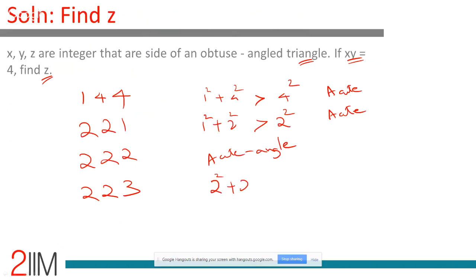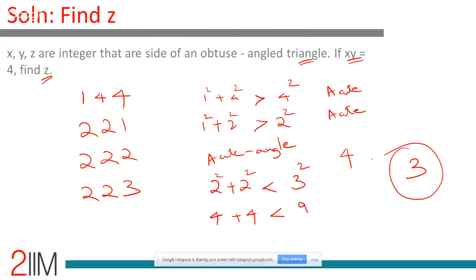2 square plus 2 square compared to 3 square: 4 plus 4 compared with 9. We have a winner. 2, 2, 3 is an obtuse angle triangle. All three sides are integers, it's a valid triangle, X into Y is 4, and the final side is 3. Wonderful. Beautiful question.